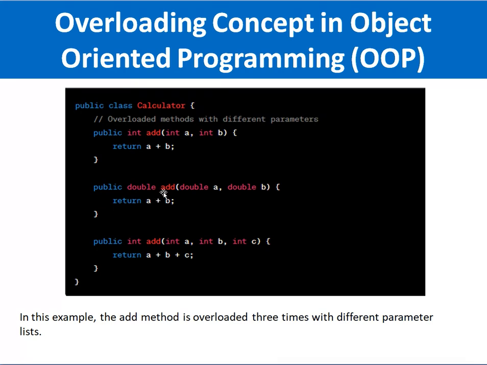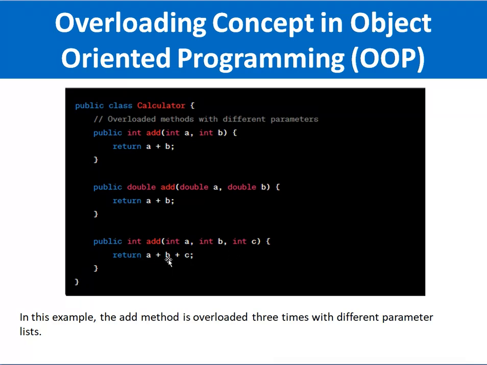In the second, it takes two double parameters, like 2.5 and 4.5, and it will return the double type as well. Then the third one is also the integer type. Here it takes three inputs and returns the integer type as well.